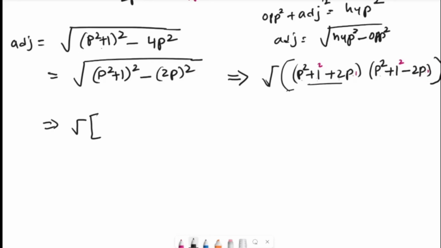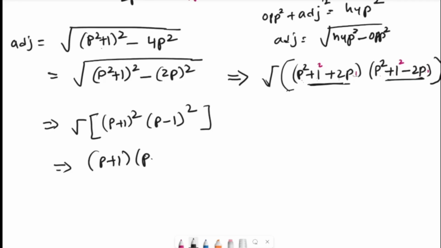If you are confused, pause the video and go through this: P square plus 1 square plus 2 times P times 1 is P plus 1 whole square, and this is P minus 1 whole square. And the square root of P plus 1 whole square times P minus 1 whole square, the root disappears. It will be P plus 1 times P minus 1, which again is A plus B times A minus B, A square minus B square. 1 square is 1. Correct?